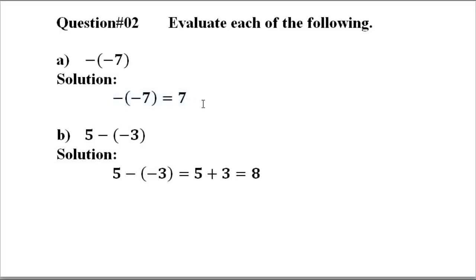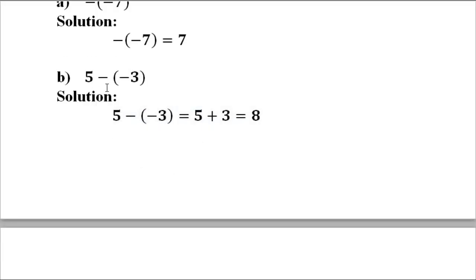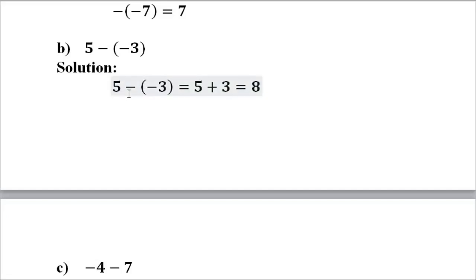The second part is 5 minus negative 3. We know that two negatives together turn into a positive sign. Therefore, 5 minus negative 3 becomes 5 plus 3, which is equal to positive 8.